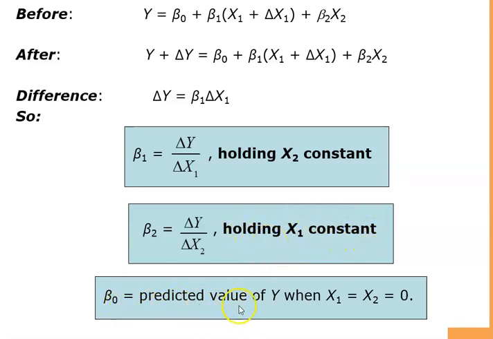Beta naught is the predicted value of y when x1 and x2 are both equal to 0. So pretty much everything remains the same. We are just adding one more variable to the analysis, and interpreting everything else the same as before in the case of one regressor. The only difference is that whenever we look at the effect of one regressor on y, the other regressor should be held constant.